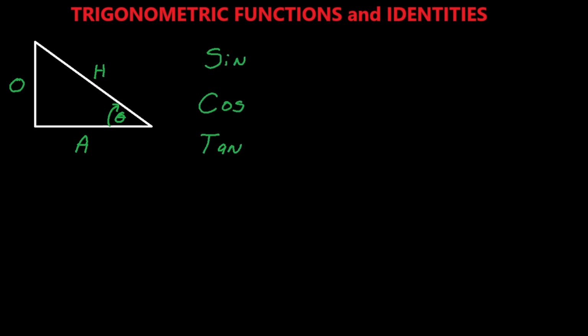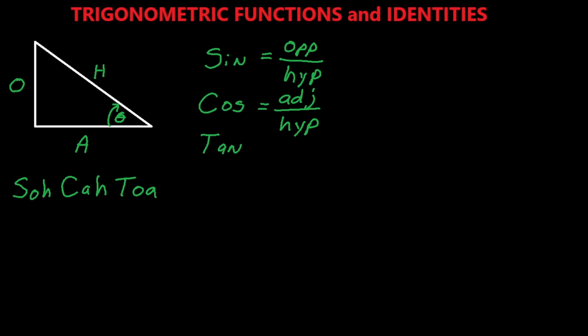And a common word, when I went to school, they said that there was this Indian word, and it was SOHCAHTOA. So this is an acronym, and for sine, it means opposite over hypotenuse. For cosine, it means adjacent over hypotenuse. And for tangent, it means opposite over adjacent.